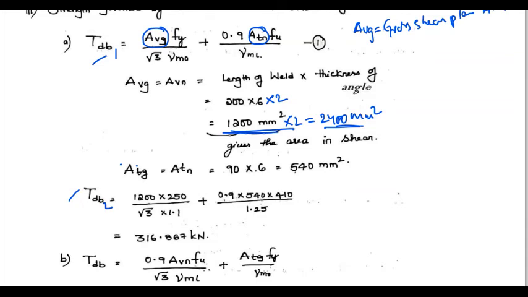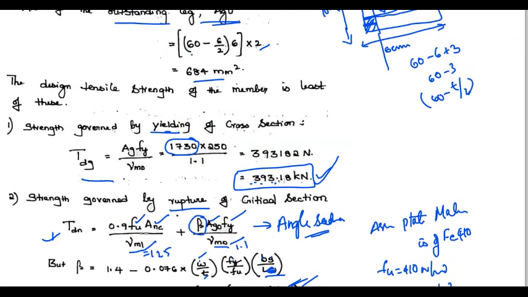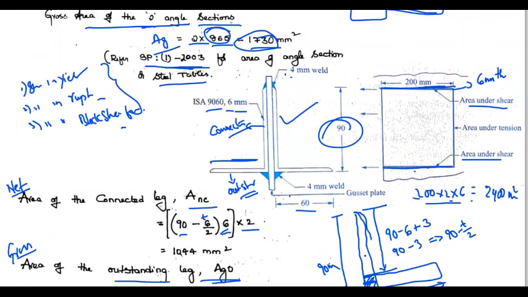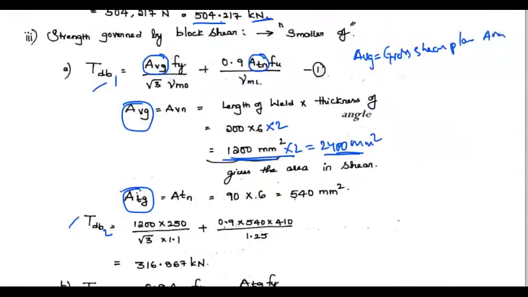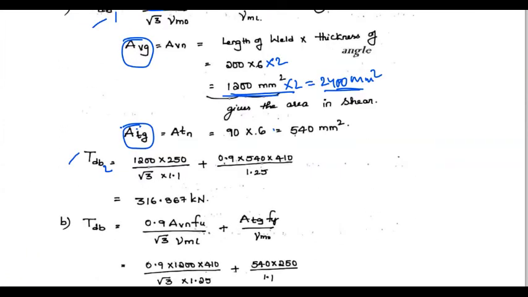Atn will be the tension plane area, Atg, the gross area. So where is the tension plane here? This is the tension plane. What is the length of this tension plane? 90. So 90 into thickness 6 will give you 540 mm square.